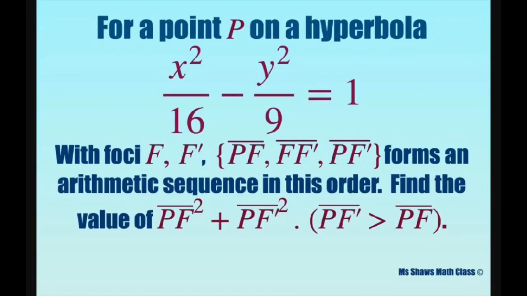Everyone. For a point P on a hyperbola, x squared divided by 16 minus y squared divided by 9 equals 1, we have foci F and F prime, and the distances from point P to F, then F to F prime, and then P to F prime form an arithmetic sequence in this order. So we're going to find the value of the line segment PF squared plus line segment PF prime squared.